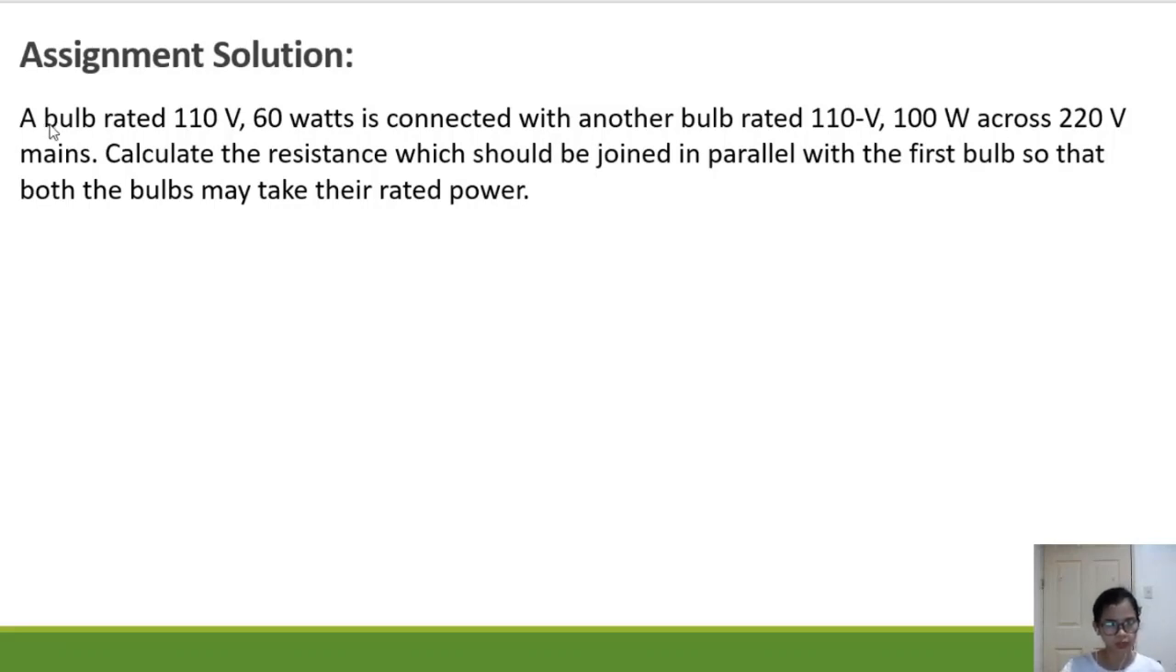So we have here a problem. A bulb rated 110 volts, 60 watts is connected with another bulb rated 110 volts, 100 watts across 220 volts mains. Calculate the resistance which should be joined in parallel with the first bulb so that both bulbs may take the rated power. Okay, first is you understand the problem. Then if you can draw, then draw the figure to make a better analysis.